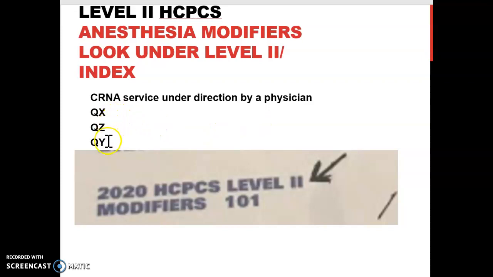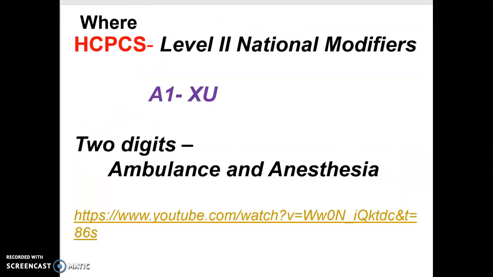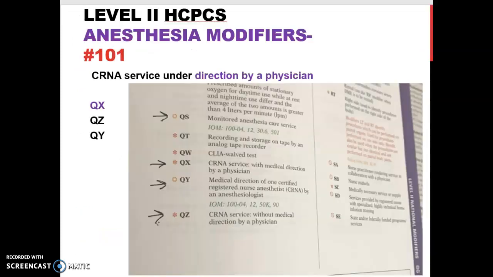These QX, QZ, QY codes are found on your Level 2 modifier, page 101. If you go to your index, I will show you that in a minute, you will find Level 2 modifiers from page 101 and onwards. You will find these two-digit codes that I have shown you, A1 to XU. So you're looking for anesthesia modifiers. They begin with QX, QZ, and QY.